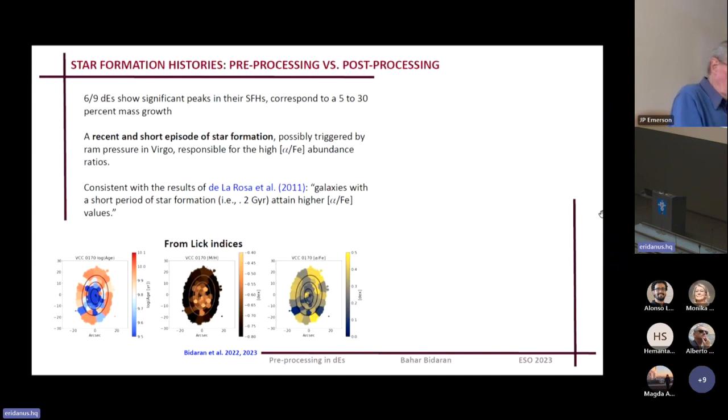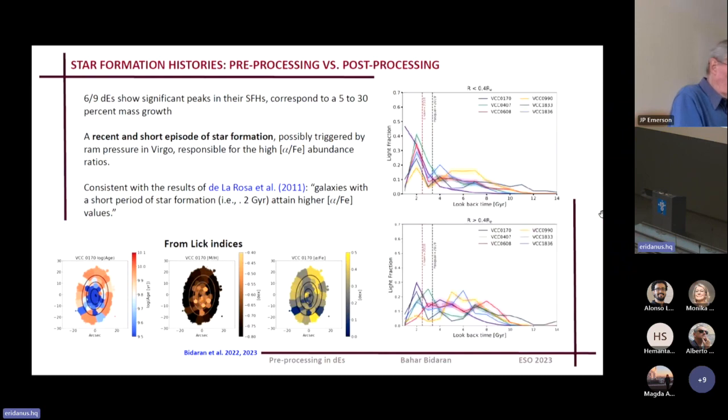And also we decided to have a look at the star formation history because alpha over Fe is a tracer of the star formation history. So here on the top, we have the star formation history for the central part of the galaxies within 0.4 effective radius. And in the bottom, you can see the outskirts of the galaxy. And we found that for 6 galaxies in our sample, we have this peak of star formation at the time. These are the two estimates of the infall time of these galaxies to the Virgo.